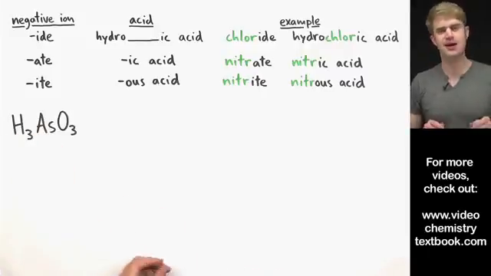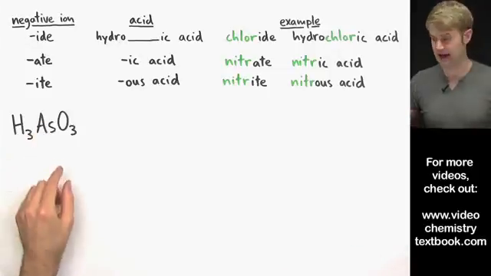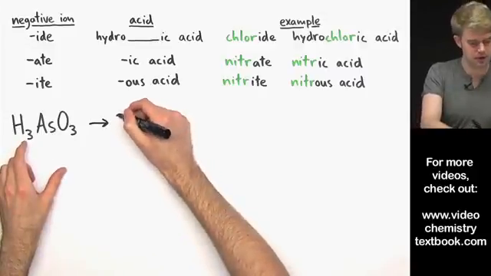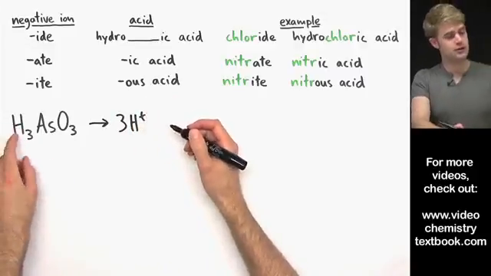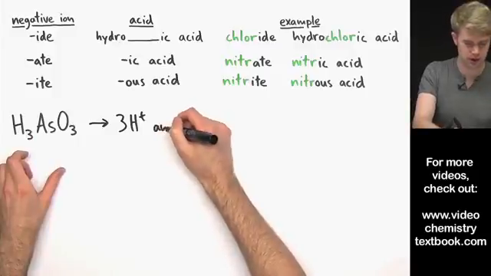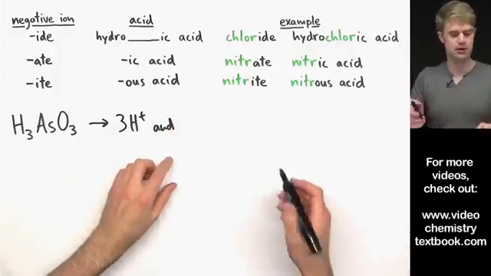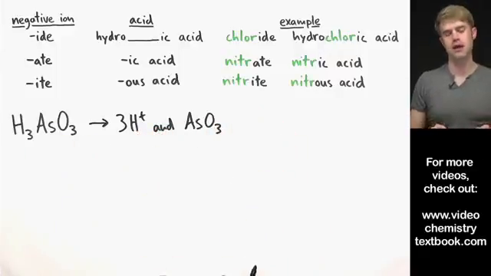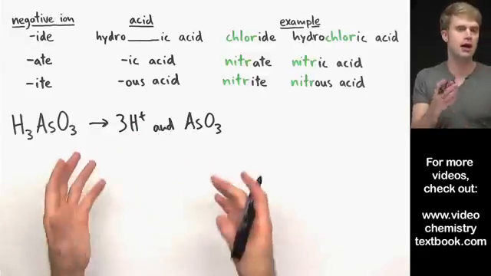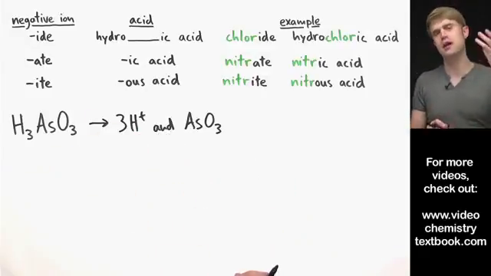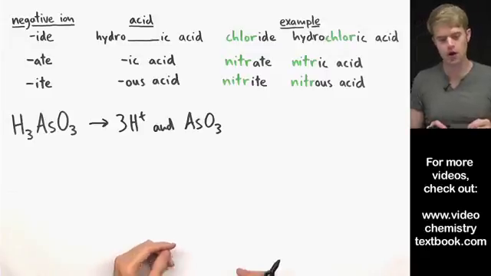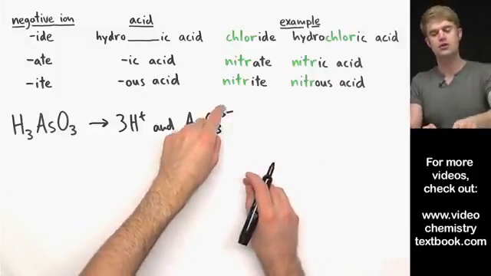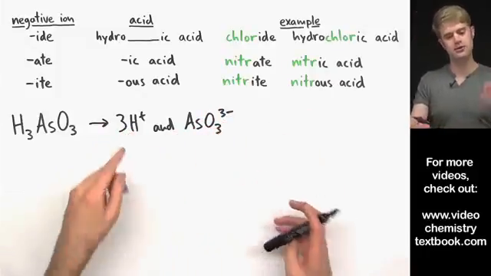H3AsO3. To name this acid, I've got to figure out the name of the negative ion that's in it. So I'm going to break it apart into its pieces. The first of these is going to be 3 H pluses. I know that it's going to be 3 because I have H3 here. So that's the first part. And then the negative ion part is going to be everything else. So it's going to be AsO3. Now what's the charge on this ion going to be? It's got to balance out the charge that I get from my H pluses. I have 3 of these H pluses, which means that I have 3 plus total of charge, which means that the charge on this polyatomic ion here has to be 3 minus, to balance out the 3 plus I get from these.